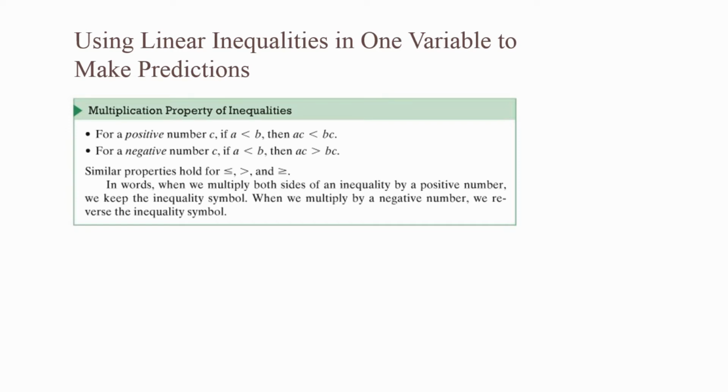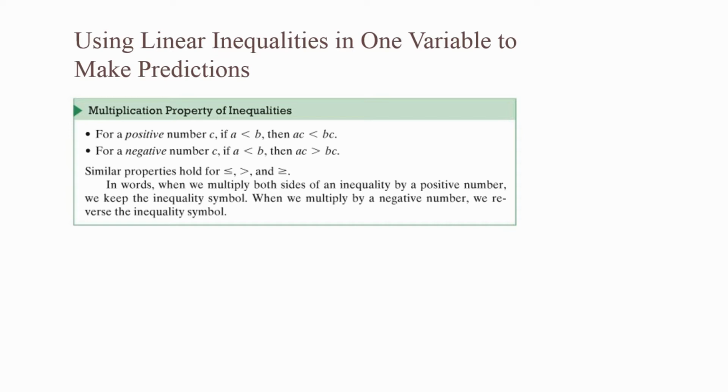Multiplication property of inequalities. For a positive number c, if a is less than b, then a times c is less than b times c. For a negative number c, if a is less than b, then a times c is greater than b times c. Similar properties hold for less than or equal to, greater than, and greater than or equal to. In words, when we multiply both sides of an inequality by a positive number, we keep the inequality symbol. When we multiply by a negative number, we reverse the inequality symbol.